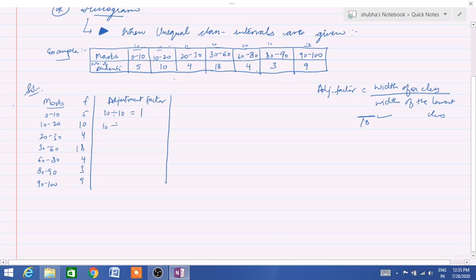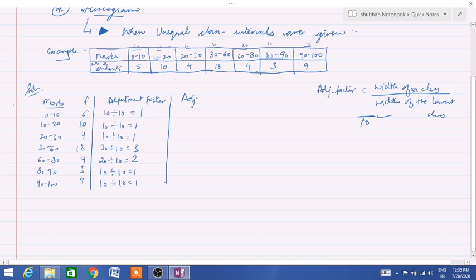1. Again 10 divided by 10, 1. Again 10 divided by 10, 1. Here the difference is 30. 30 divided by 10, 3. Here the difference is 20. 20 divided by 10, 2. Here the difference is 10. Again 10 divided by 10 is 1 and 10 divided by 10 is 1.